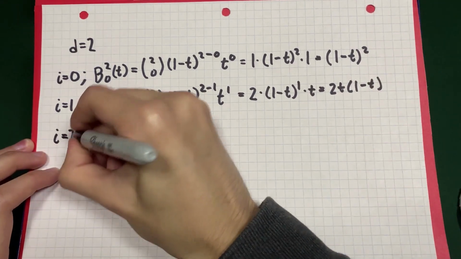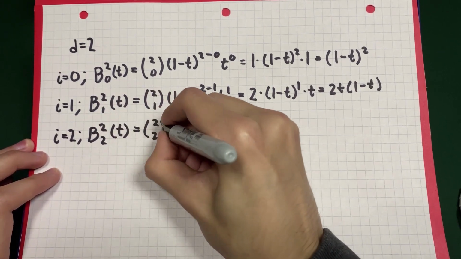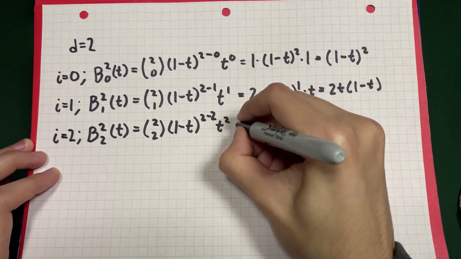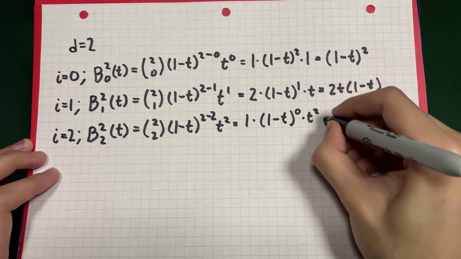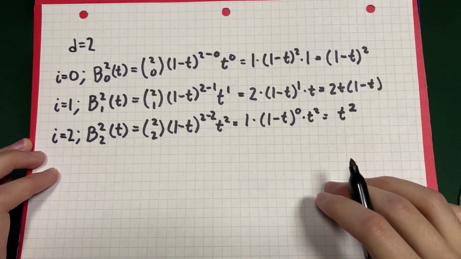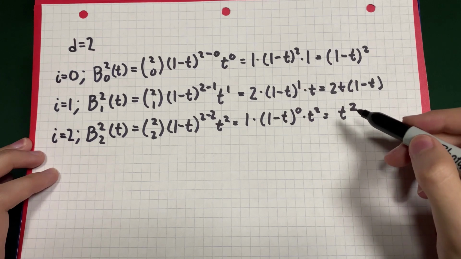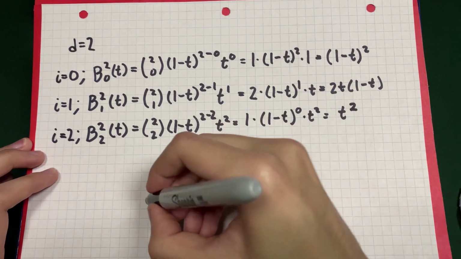And finally, for i equals 2, we have b_{2,2}(t) is equal to (2 choose 2) times (1 minus t) to the power of 2 minus 2 times t squared. That equals 1 times (1 minus t) to the power of 0 times t squared, which just equals t squared, because (1 minus t) to the power of 0, and anything to the power of 0 is just 1. Once we're done, we'll end up with 3 polynomials. Again, we're doing the sum of Bernstein polynomials method, so we'll be adding these up to get our Bezier curve.